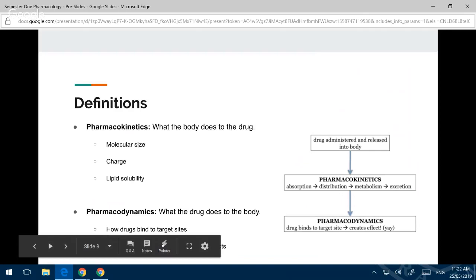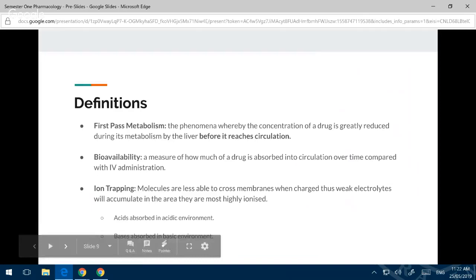Again, some more definitions. First pass metabolism is talking about when the concentration of a drug is reduced during its metabolism by the liver before it even reaches circulation. Bioavailability is a measure of how much of a drug is absorbed into circulation. And ion trapping is looking at how molecules are less able to cross membranes when they're charged. So weak electrolytes generally will accumulate in the area in which they are most ionized. I'm going a bit quickly over these slides because these are things that you are probably already familiar with and can look at in your own time.